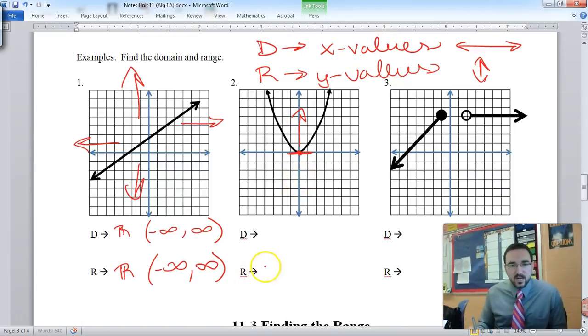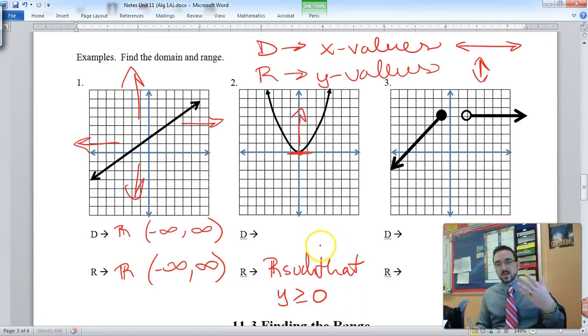So I'm going to start off with our range. We're going to have all real numbers such that y is greater than or equal to 0. So it has to be greater than that value. It could be equal to 0, but the minimum value that it could be is 0.